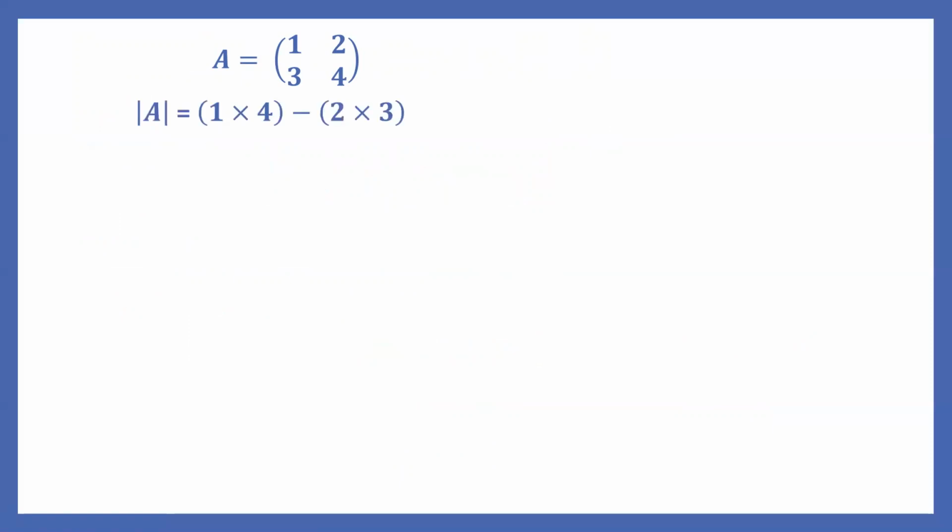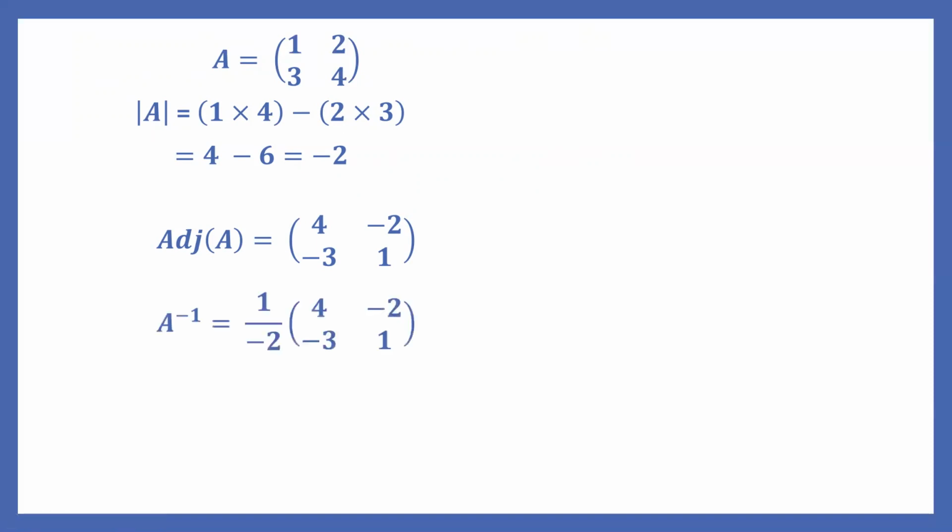Remember how to find the inverse? First, I need to find the determinant. So the determinant of A will be 1 times 4 minus 2 times 3, which is negative 2. Then I need to find the adjoint of matrix A. So these two will interchange places and these two will change sign. So I get my adjoint of A. A inverse will be 1 over determinant times adjoint of A. So here is A inverse.